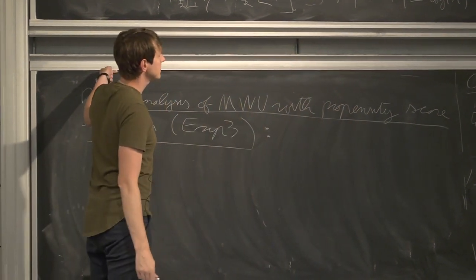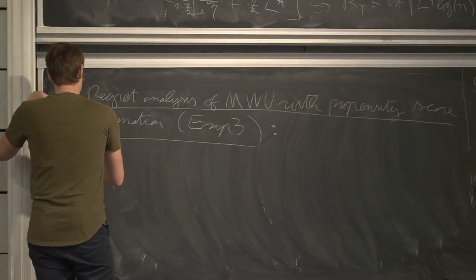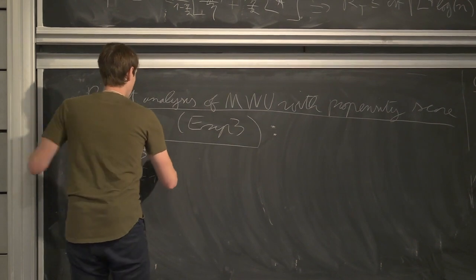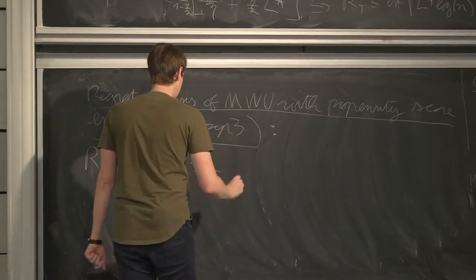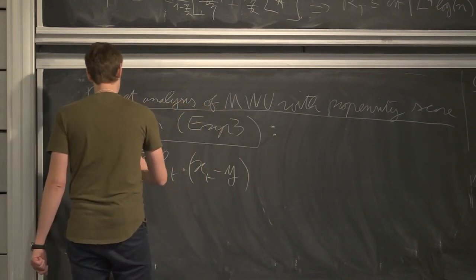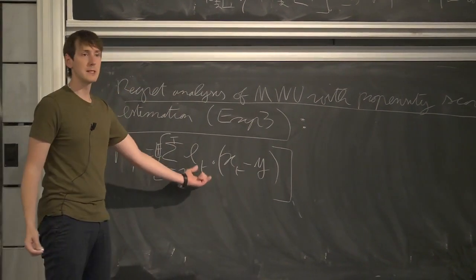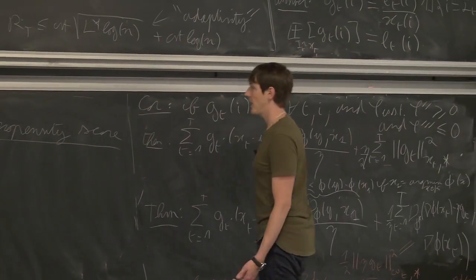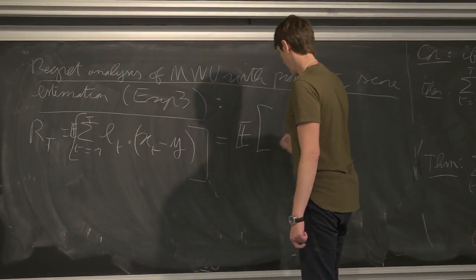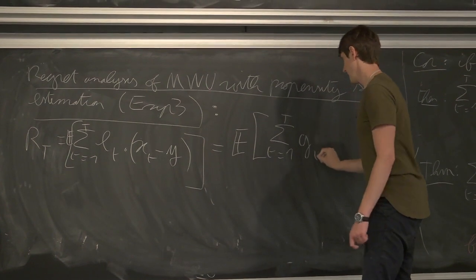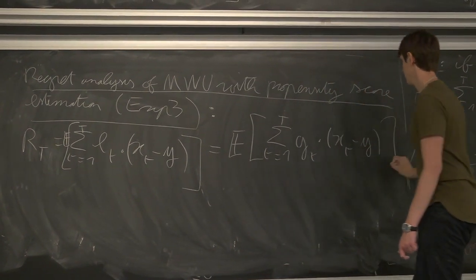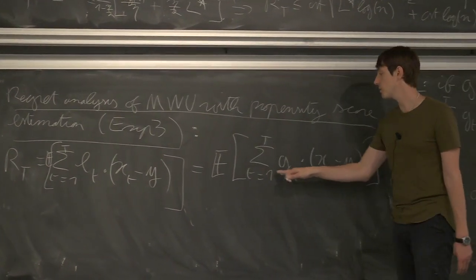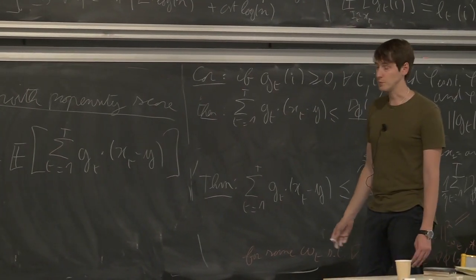OK, so let's do the analysis. So we get the regret. What is the regret? The regret is the sum for t equals 1 to capital T of l_t inner product with x_t minus y, let's say in expectation. This is my expected regret when I play i_t at random from x_t. Now, here is the first trick. Because g_t is an unbiased estimator of l_t, this is equal to the expectation of the sum for t equals 1 to capital T of g_t inner product with x_t minus y. So because I have an unbiased estimator, evaluating my regret on the true losses or on the estimated losses is the same thing in expectation.